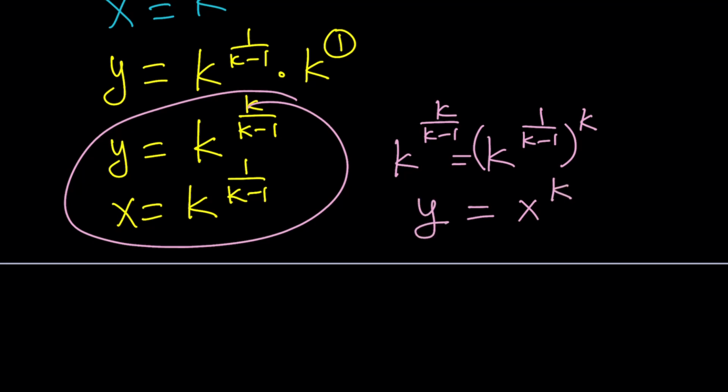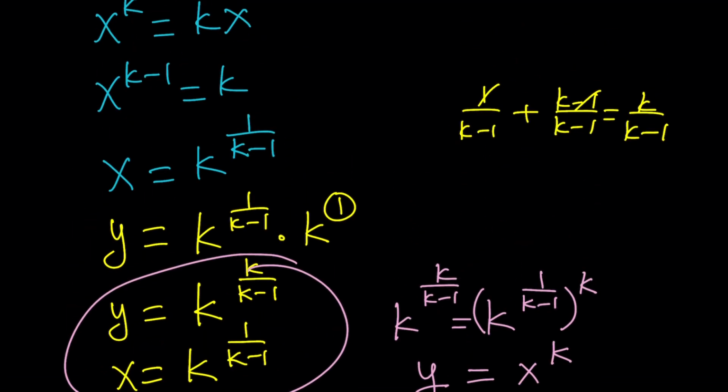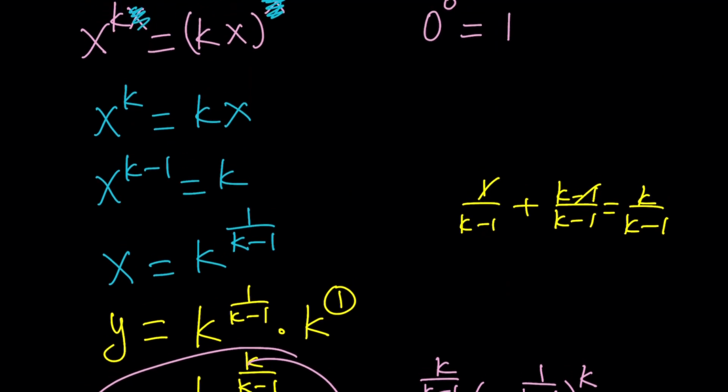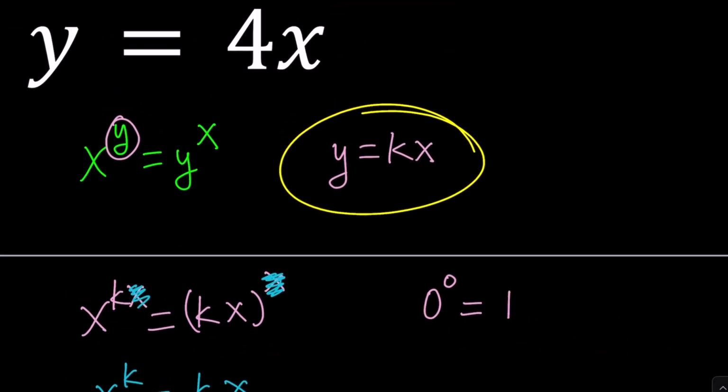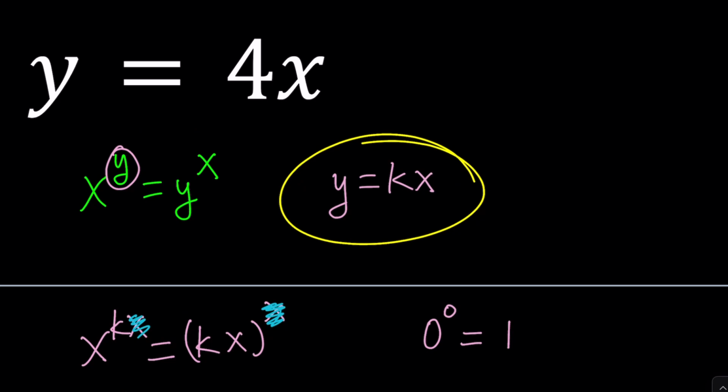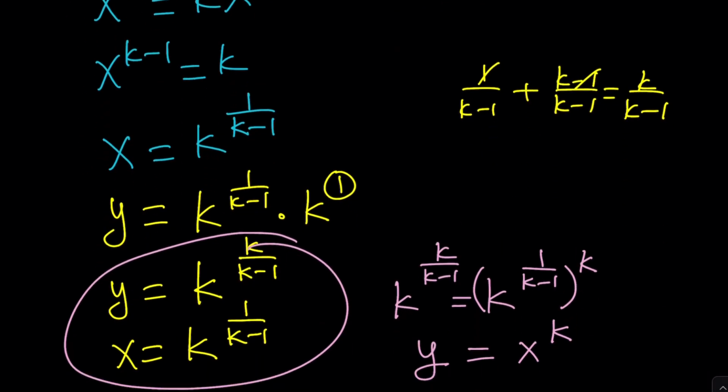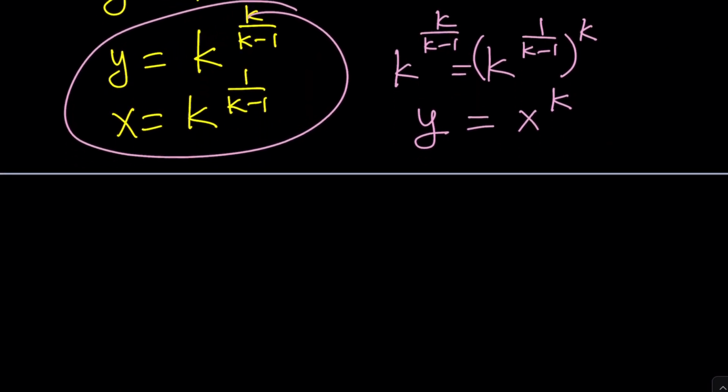Wow, interesting, right? y is not just kx, but it's also x to the power k, which kind of gives us another relationship between these two variables. So we could also assume that y could be written as a power of x, and then plug it in, and guess what? We would come up with pretty much the same solution. Okay, great. We did everything without the second equation. So now replace k with 4, and you'll get your solutions, right? Let's go ahead and try it.